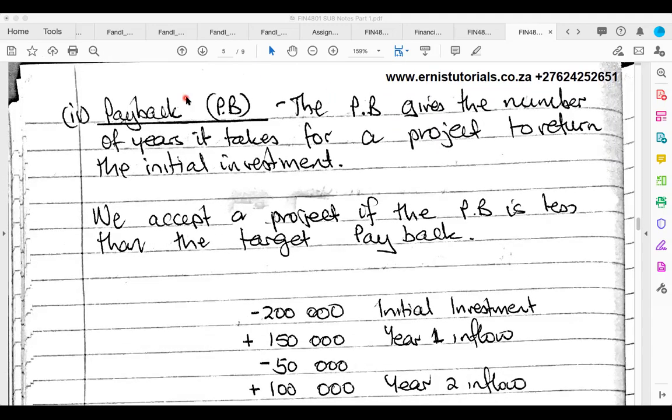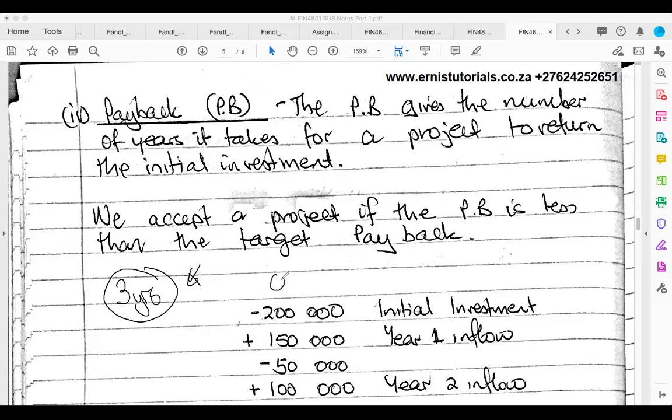Then the next capital budgeting technique is the payback. The payback gives the number of years it takes for a project to return the initial investment. We accept a project if the payback is less than the target payback. So a company will have a target payback. For example, you might be told the target payback for a company is 3 years.